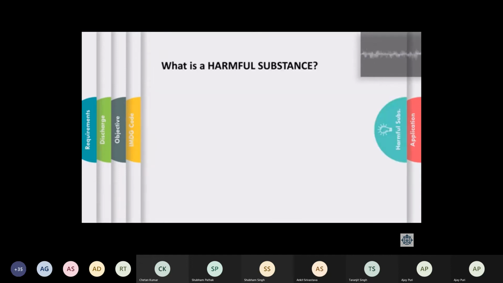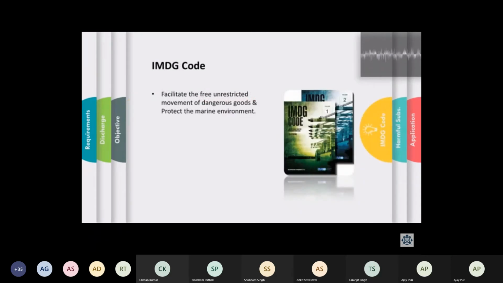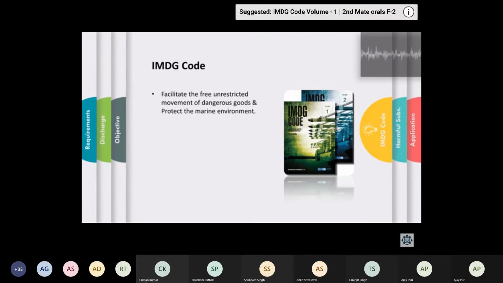Now the question that arises is, what is a harmful substance? Harmful substances are those substances which are identified as marine pollutants in the IMDG code. IMDG code is the International Maritime Dangerous Goods Code. For those of you who don't know about the IMDG code, it is a set of 3 books which has to be carried and complied with at all times when a vessel is carrying dangerous goods in packaged form. So it basically contains a set of guidelines, instructions and regulations to facilitate the free unrestricted movement of dangerous goods and protection of the marine environment.